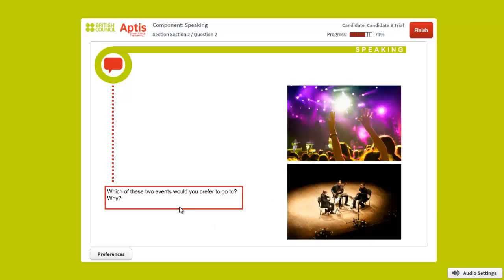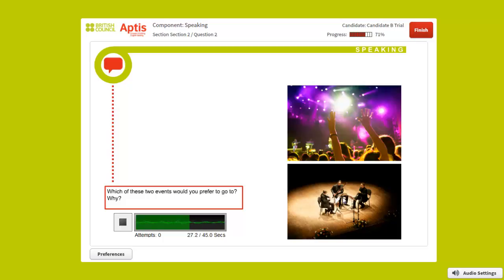Which of these two events would you prefer to go to? Yes. Why? Now he asks you which one you like to be in or to go. You have to say the first or the second. Just choose one of them and speak fully about this occasion and why do you like to go there, and if you were there, what could you do, and if you go there, what will you do there, and why do you choose this photo or that one.